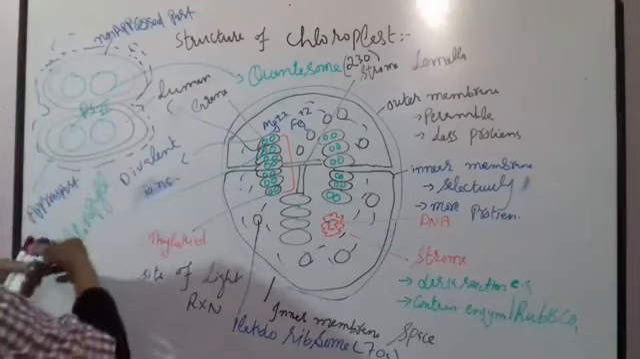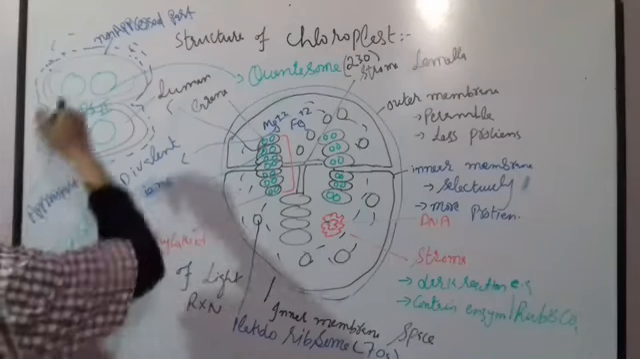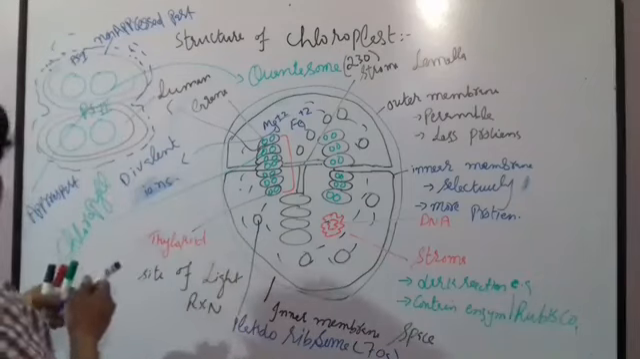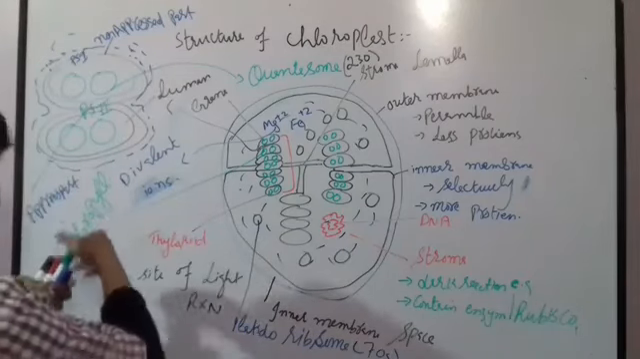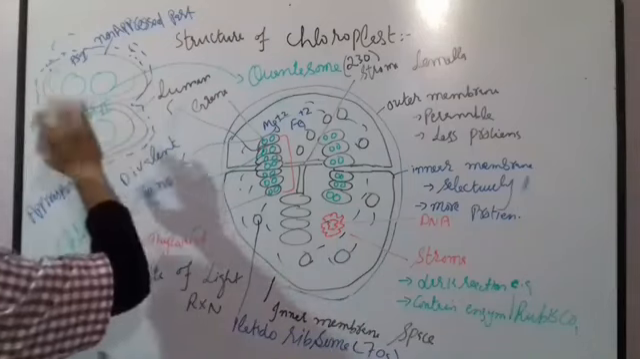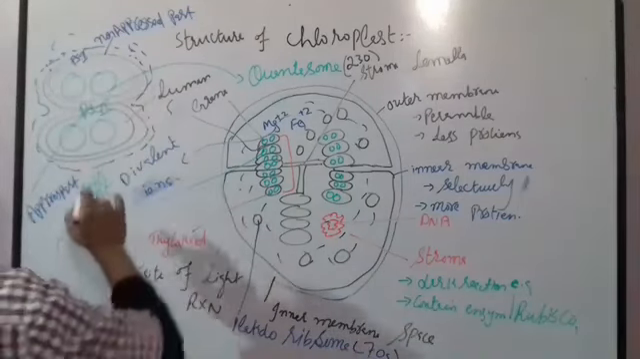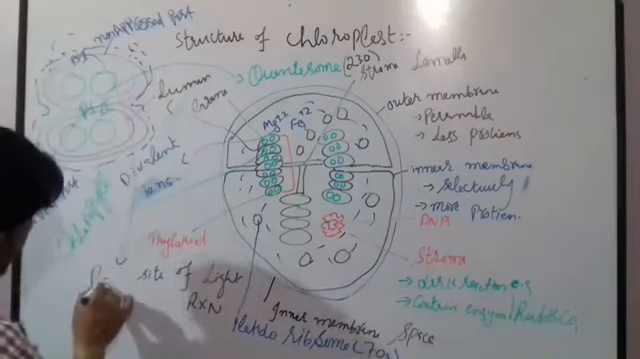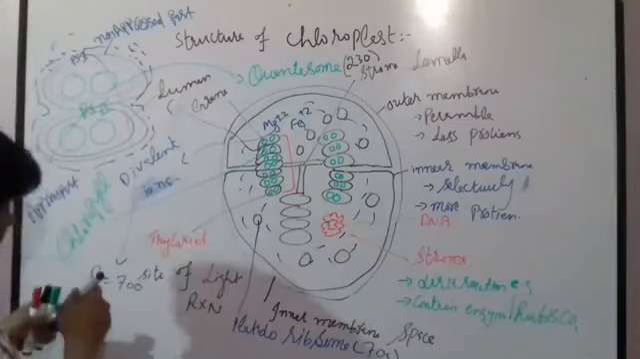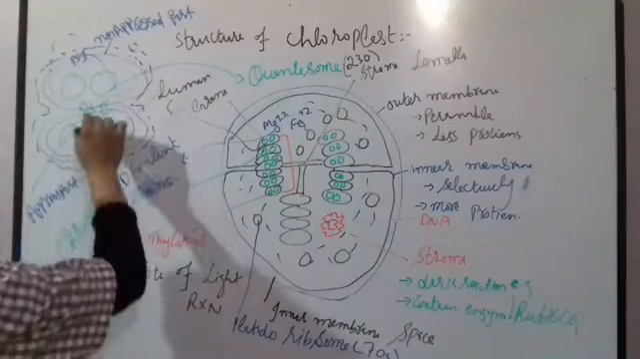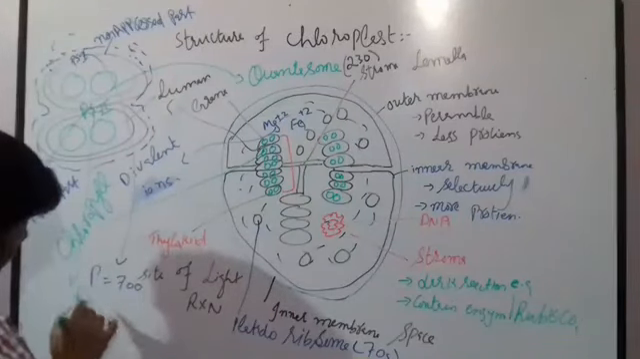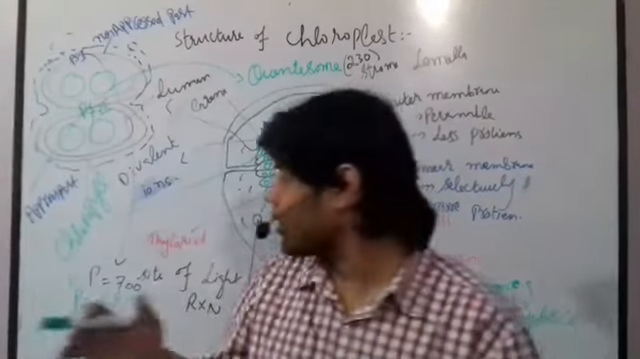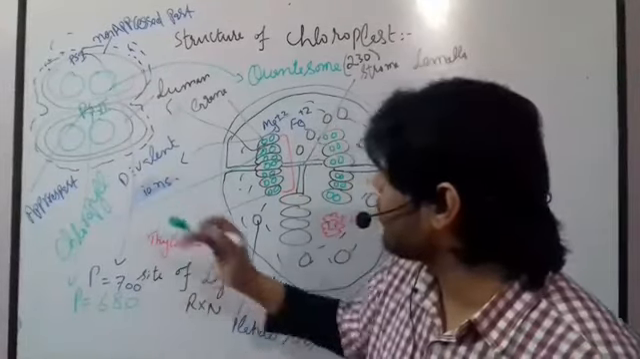The first photosystem usually occurs at the non-appressed part. So here photosystem 1 is present, and the other, photosystem 2, is present in the appressed part. Photosystem 1 absorbs light having a wavelength of 700, and photosystem 2 absorbs light when the wavelength is 680. This is how the photosystems function.